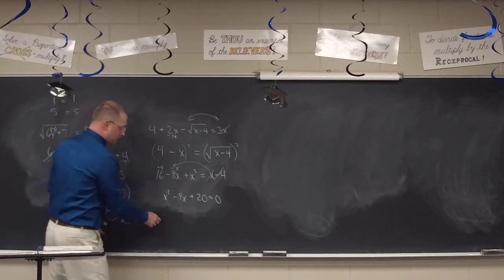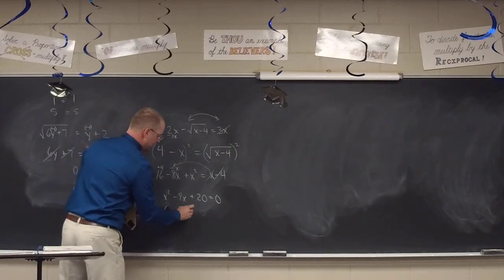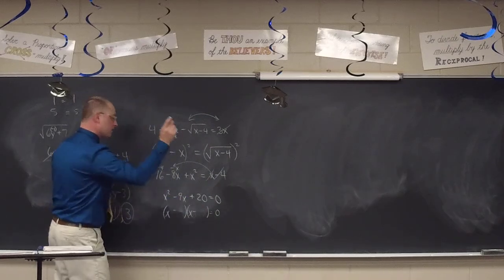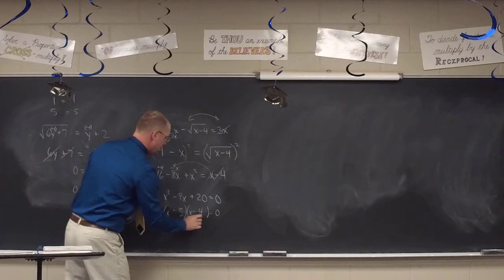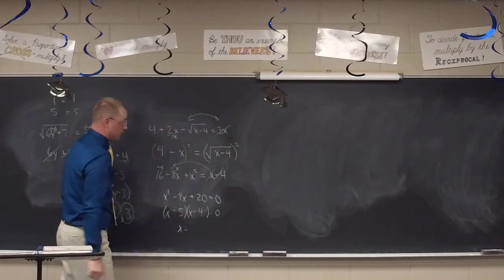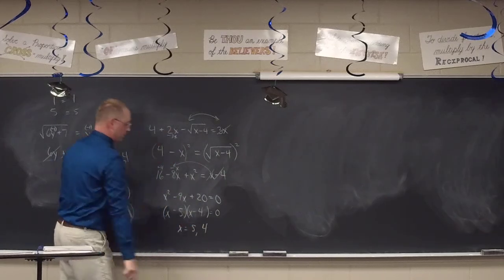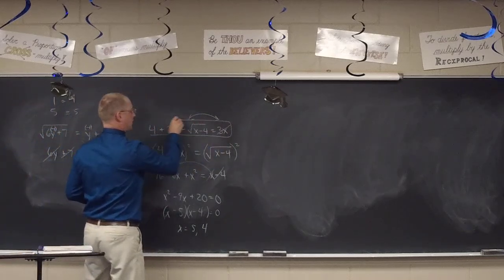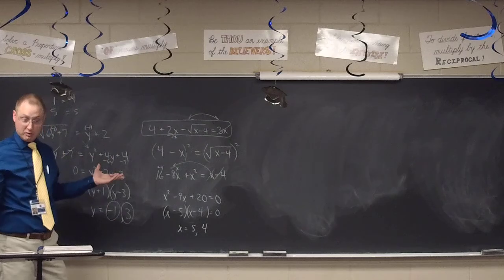And then at this point, class, backwards FOIL, again. And of course, x and x, negative, negative, 5 and 4. Good. So 2 answers for x: 5 and 4. Let's go back to the original equation here and let's check. Let's start with 4, seems easier?